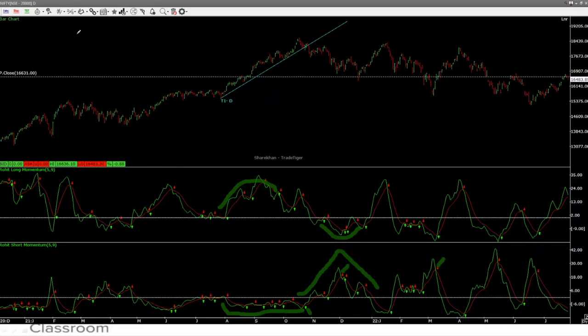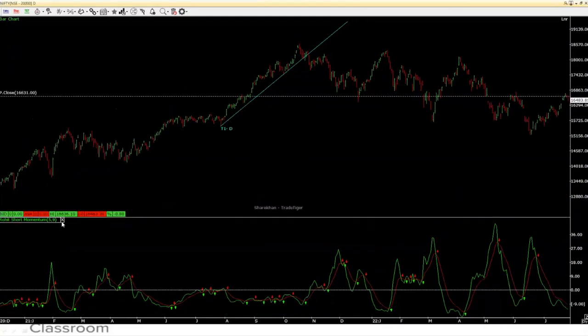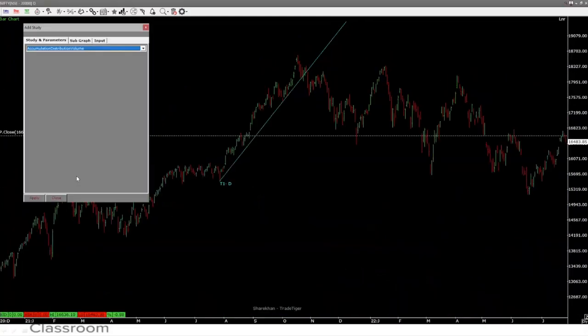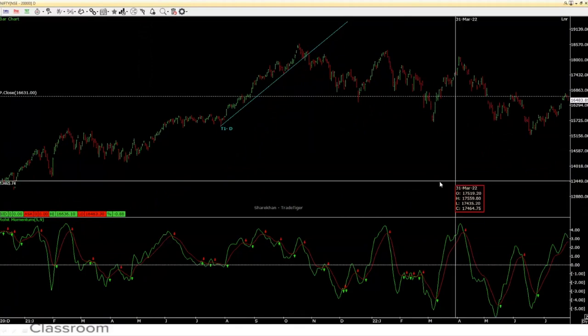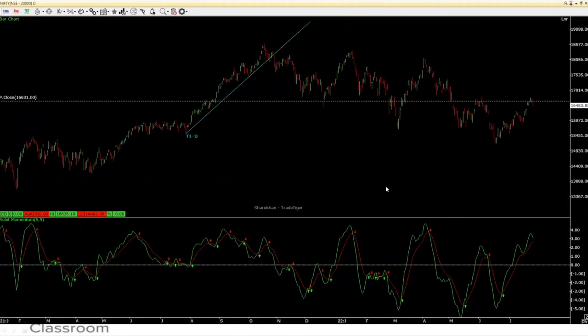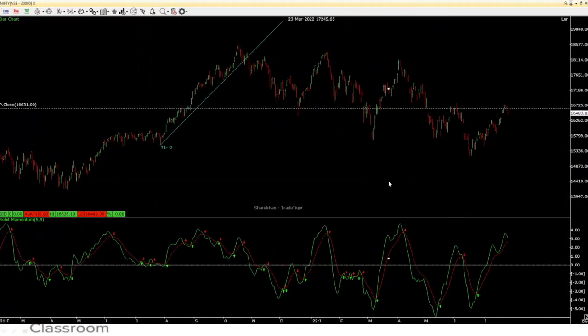But as a first step, if you're using these indicators for the first time, I would say you stick to the most base setup. Don't quickly start with the long and short momentum indicators. You probably just want to stick with the Rohit momentum, the standard indicator, get used to it, and then only move on to the other variations. That is my recommendation to everyone.